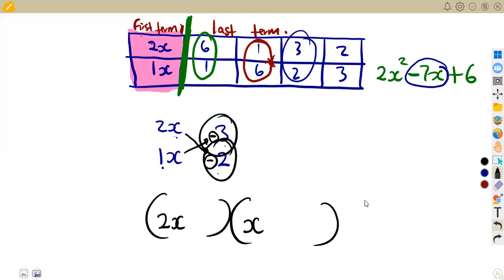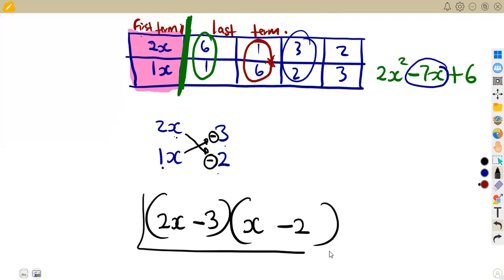These numbers come with their signs. Remember, we're testing for these signs. Is it negative? Is it positive? We saw that it must be negative. So this will be -3, and this one will be -2. Now we have factorized this completely.